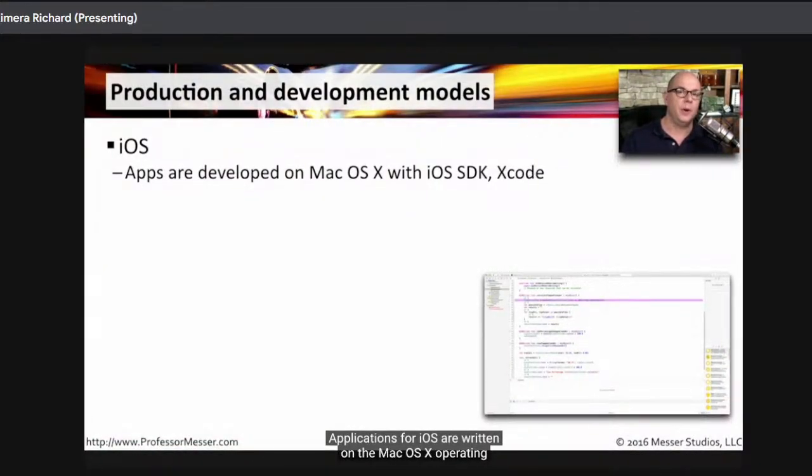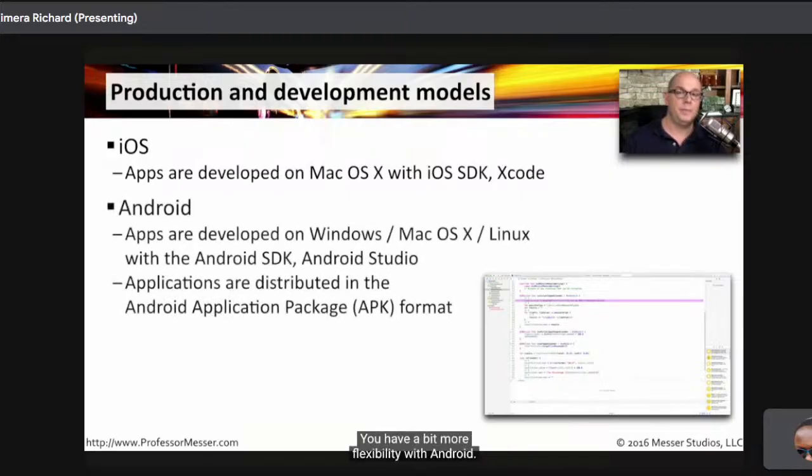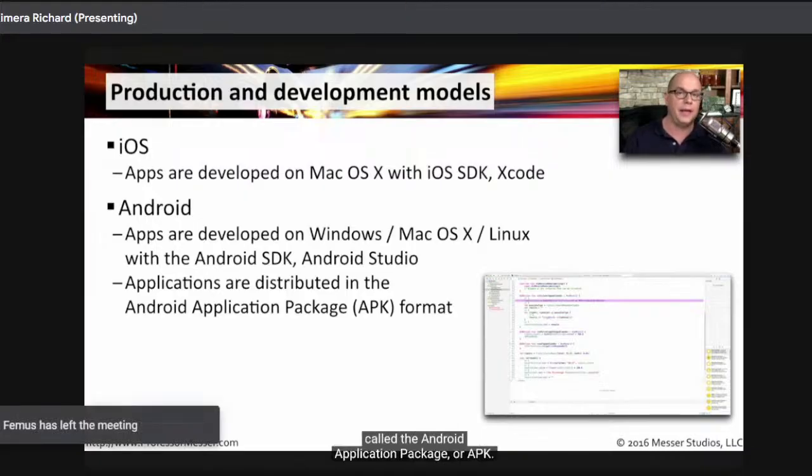Building applications in these mobile operating systems have many similarities across the different OSs, but there are some specific differences. Applications for iOS are written on the Mac OS X operating system, and you would need Apple's iOS Software Developers Kit called Xcode. You have a bit more flexibility with Android. You can create applications on Windows, Mac OS X, and Linux by using the Android Software Developers Kit or Android Studio.